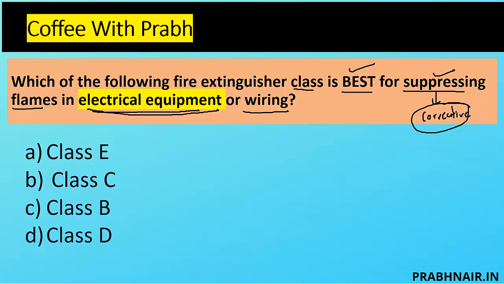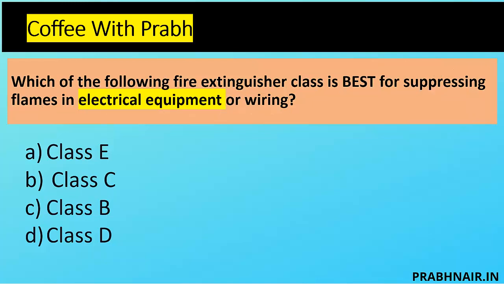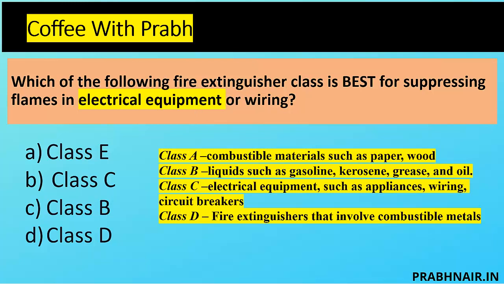So we have different types of suppression systems. We have a gas-based suppression system, and we also have a water-based suppression system. Here we're talking about the gas-based. Class A is for combustible materials such as paper and wood. Class B is for liquids such as gasoline, kerosene, grease and oil. Class C stands for electrical equipment such as appliances and wiring. And class D involves combustible metals.